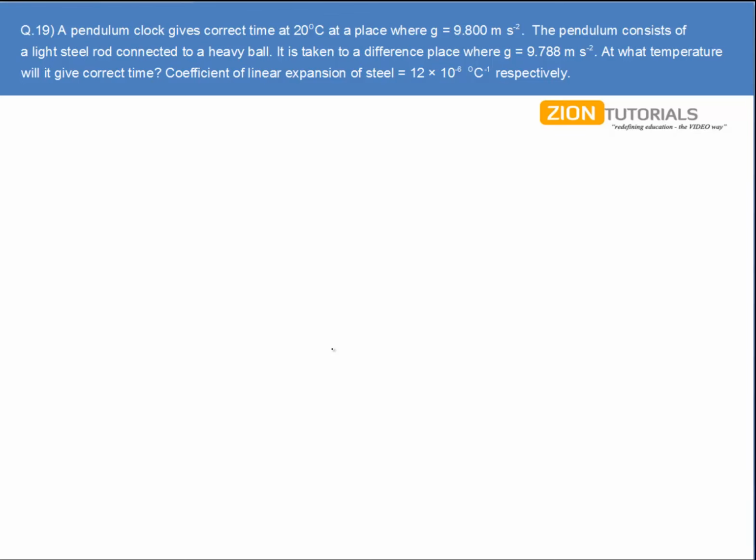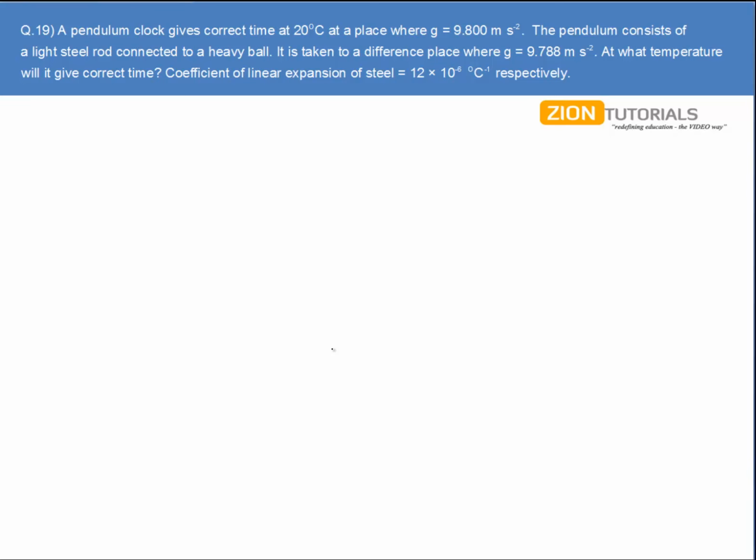A pendulum clock gives correct time at 20 degrees Celsius when it is placed in a place where g is 9.8. The pendulum consists of a light steel rod connected to a heavy ball. It is taken to a different place where the acceleration due to gravity is 9.788 meter per second square. At that temperature, what will be the correct time?